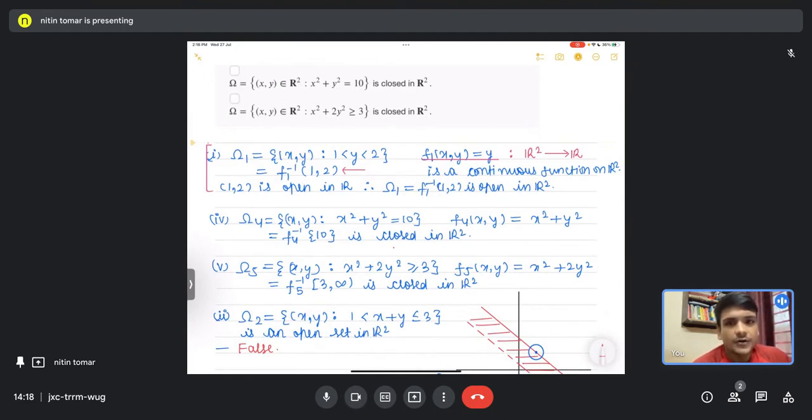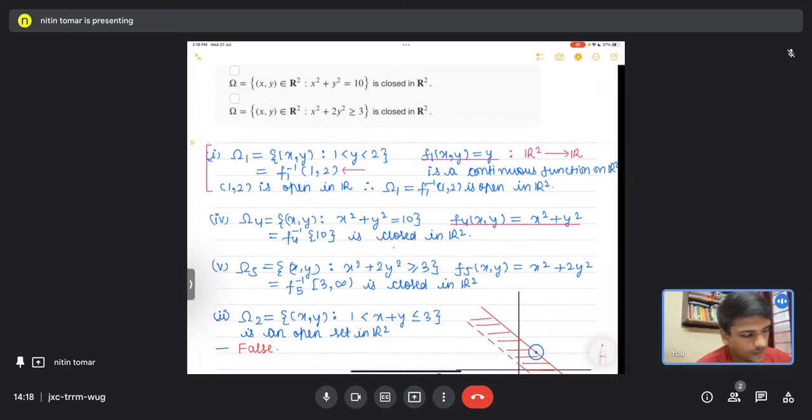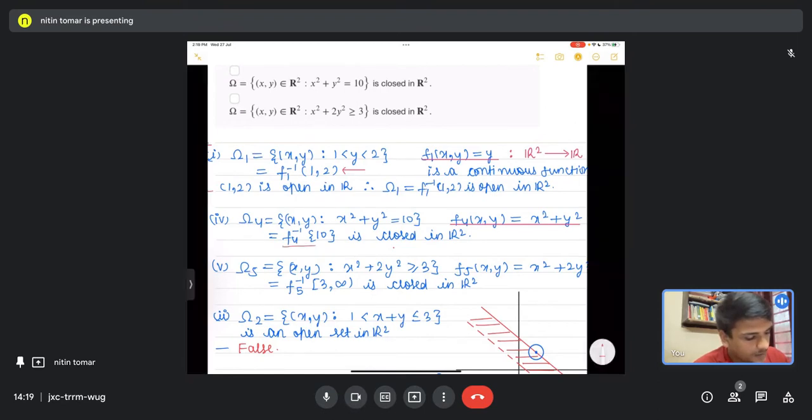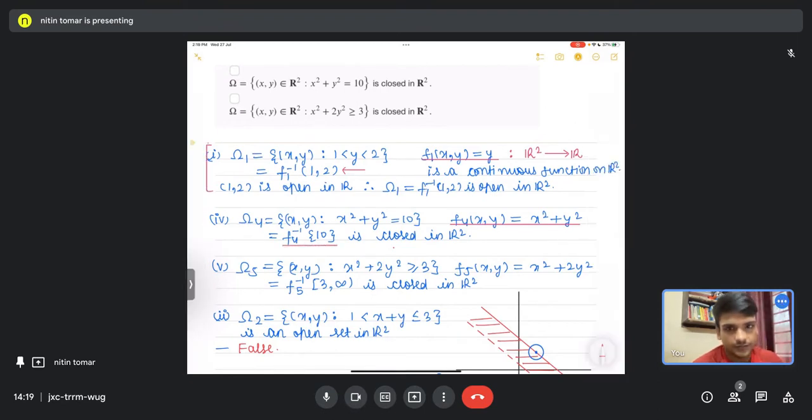Graphically speaking, it is the boundary, the circle. So any circle is a closed set. One way to see this is to define a function f4, which I have denoted x square plus y square. Again, it is a continuous function from R2 to R. And since singletons are closed sets in the real line, omega 4 can be realized as the inverse image of 10 under this map f4. So it will be closed in R2 again.